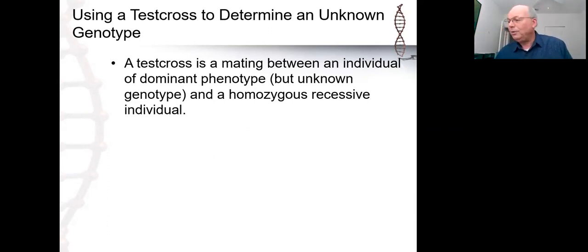Why would that be the case? Well, if we look at it in terms of Mendel's flower color, an individual that has the dominant trait, the purple trait, could be big P, little p, or they could be big P, big P. I'll put the tail on the little p so that we can identify which one.